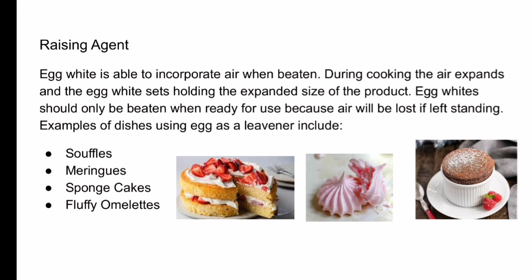Eggs may also be used as a raising agent, meaning that it causes some products to rise as heat is applied. Now, the egg white in particular is able to incorporate air when beaten, and during cooking, the air expands and the egg white sets, holding the expanded size of the product. Now, some examples of dishes where egg is used as a raising agent or as a leavener include soufflés, meringues, sponge cakes, or in some cases, fluffy omelets.